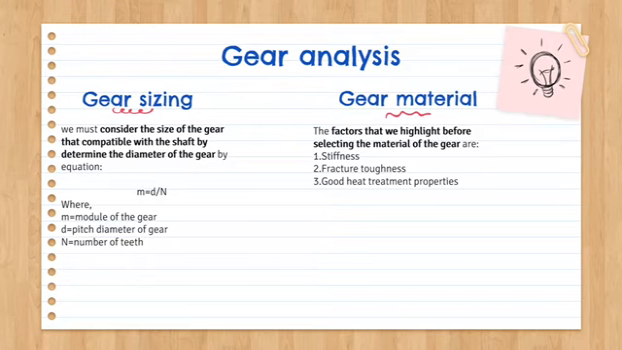Next, the methodology is gear analysis. In gear analysis, we consider gear sizing, to determine the size of the gear that is compatible with the shaft by determining the diameter of the shaft by the equation M equal to D over N. Next is gear material. The factors that we highlight before selecting the material of the gear are stiffness, fracture toughness, and good heat treatment.